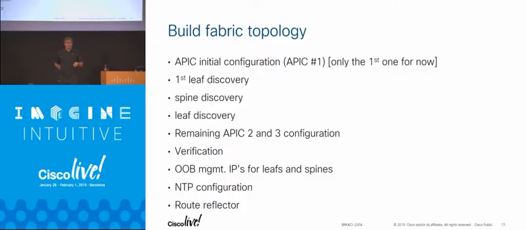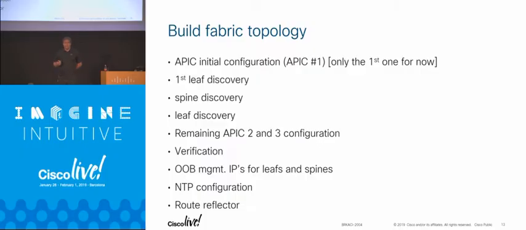And then what will happen is we'll do a first leaf discovery. After the first leaf is discovered, we will discover in the next iteration our spines. After our spines are discovered and managed by the fabric, in the next iteration we will discover all the remaining leaves and add them into the fabric. We will then finish our APIC 2 and APIC 3 configuration and form a cluster. And once our cluster is ready, we can start configuring the configuration.